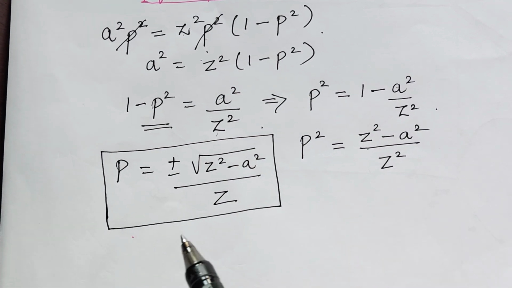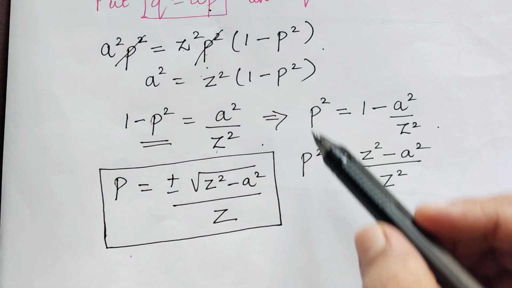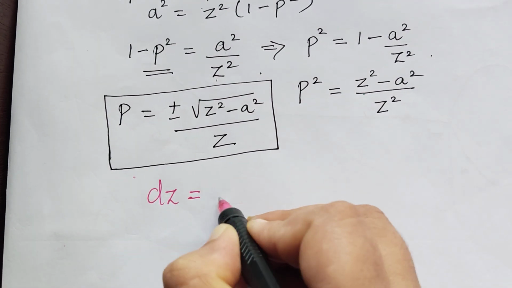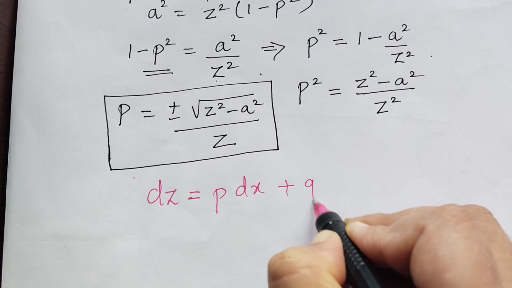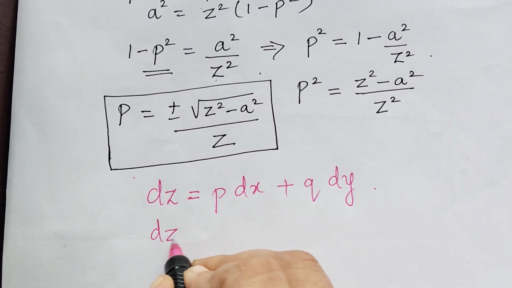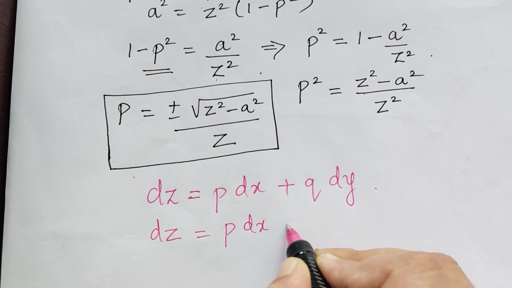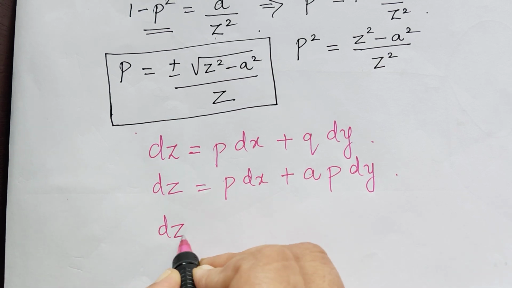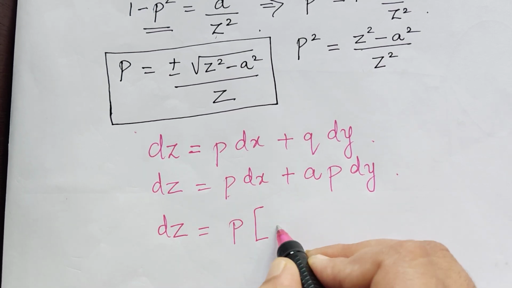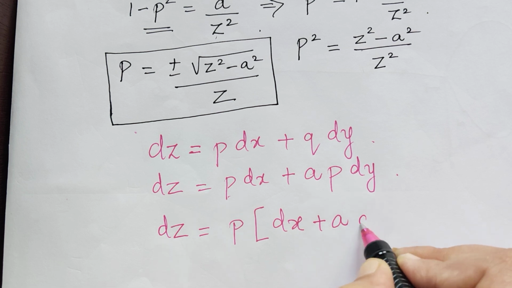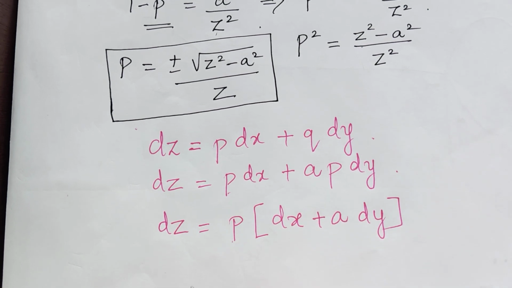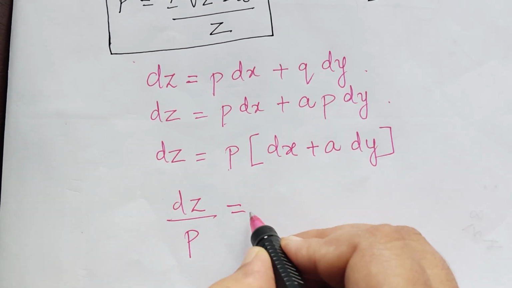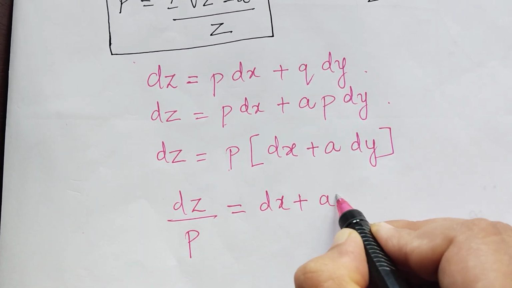Now we have to make a substitution of the value of p and the value of q in the equation dz is equal to p dx plus q dy. We know that q is equal to ap. So we shall replace q as ap in this, so ap dy. So we get dz to be equal to, p can be taken common, p times dx plus a dy. And so this p can be brought to the left, and so we will be having dz divided by p to be equal to dx plus a dy.